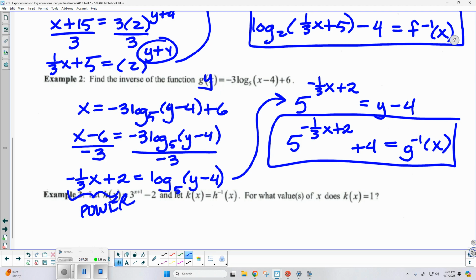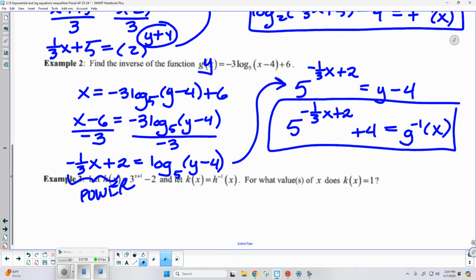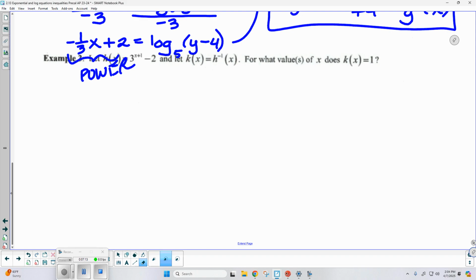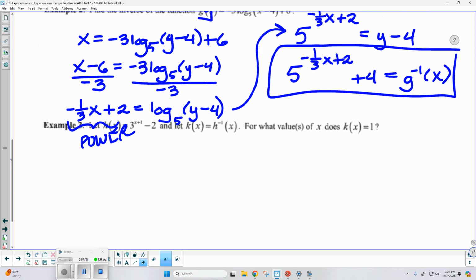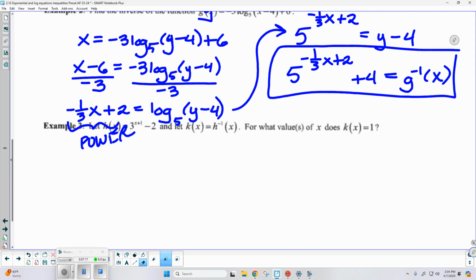Okay. We got one question left. Go ahead and leave that up there for just a minute so you can still copy that if needed. So it says let h equal 3 to the x plus 1 minus 2, and let k be h inverse. So k is the inverse of h. For what value or values of x does k of x equal 1?